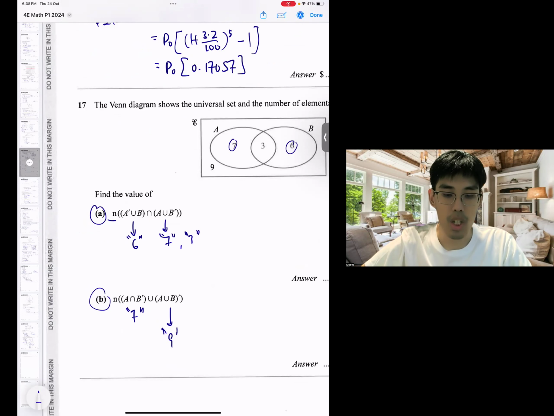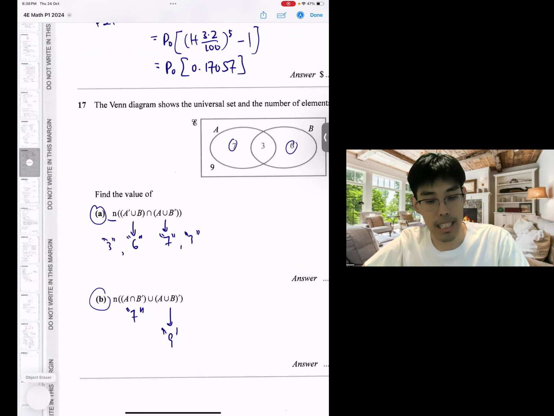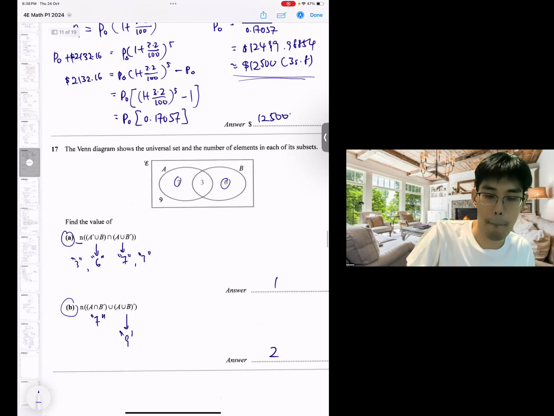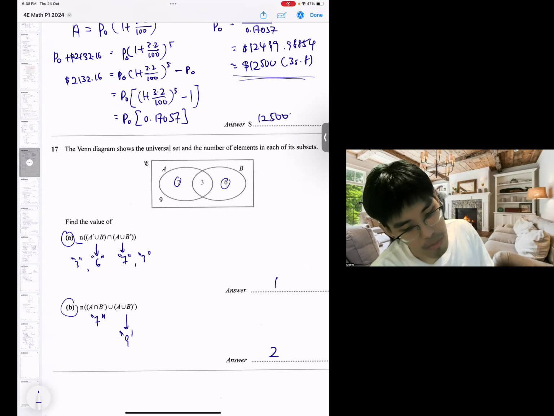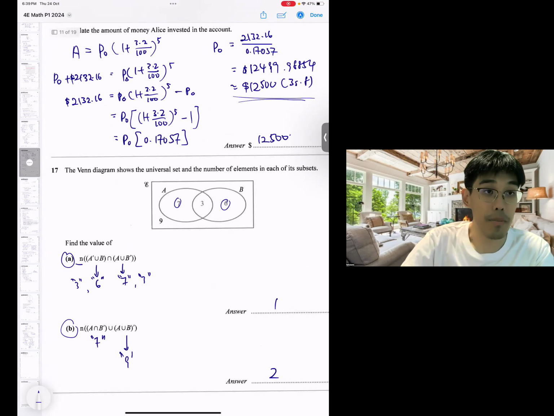Then A prime union B also 3. So how many elements intersect? 1. Wow, this is tricky, tricky. But yeah, that should be it.